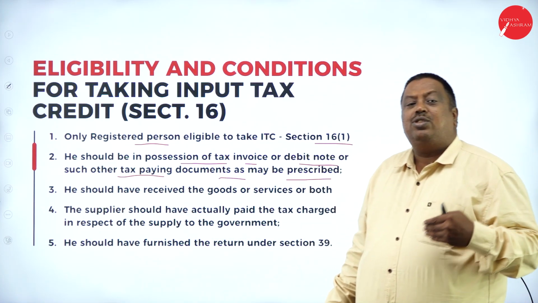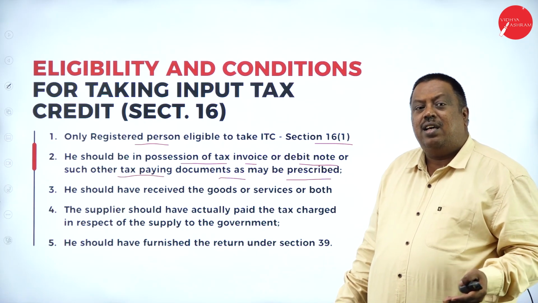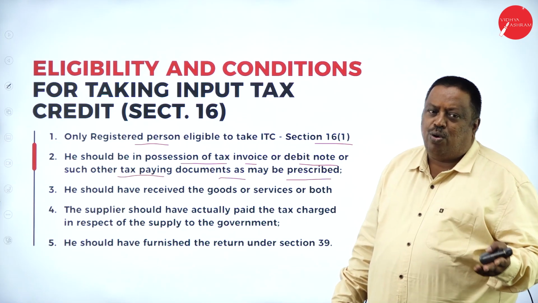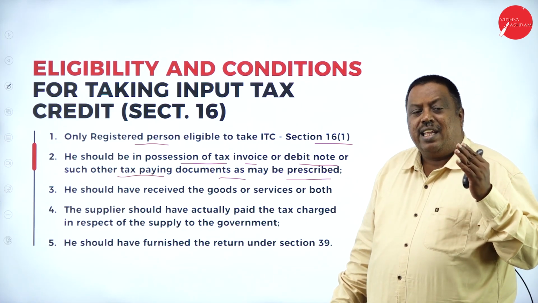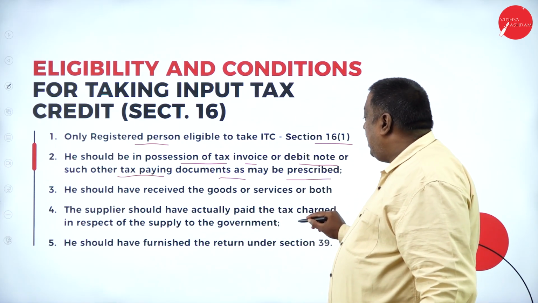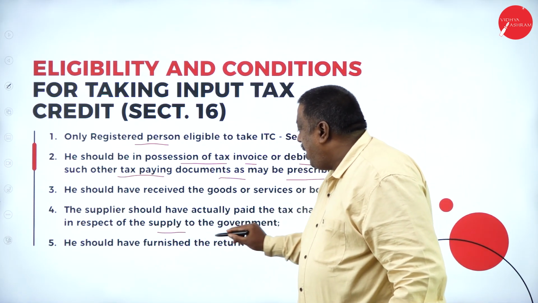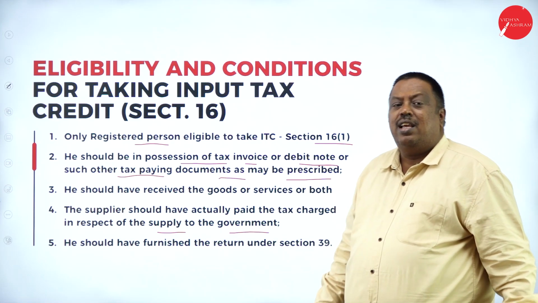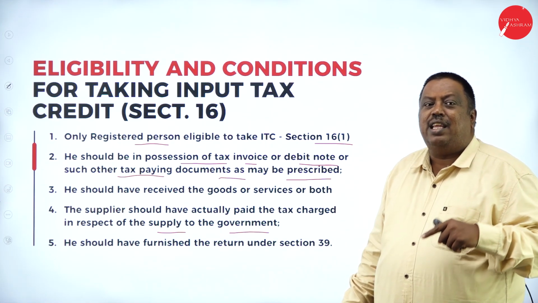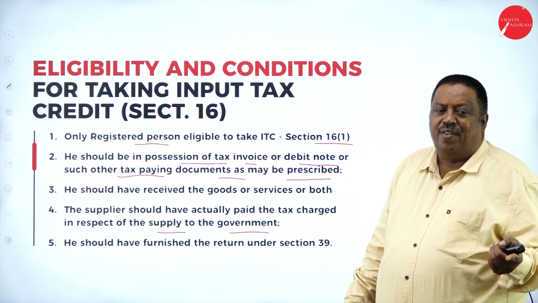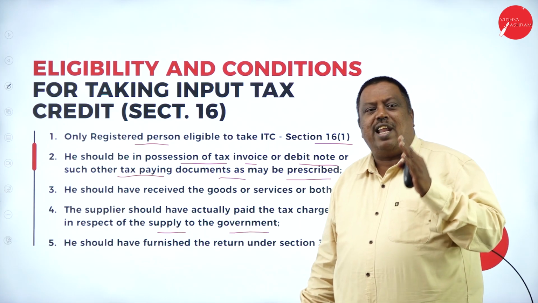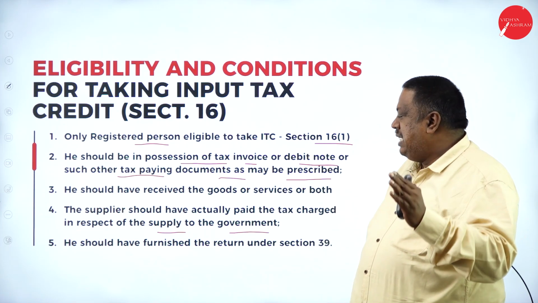Whether the person applying for ITC has received only goods, only services, or both goods and services, he can get the benefit of ITC. The supplier should have actually paid the tax charged in respect of the supply to the government. If the supplier has paid the tax to the government, then you can claim the benefit. If the supplier has not paid the tax, you're not eligible to claim any benefit of ITC.